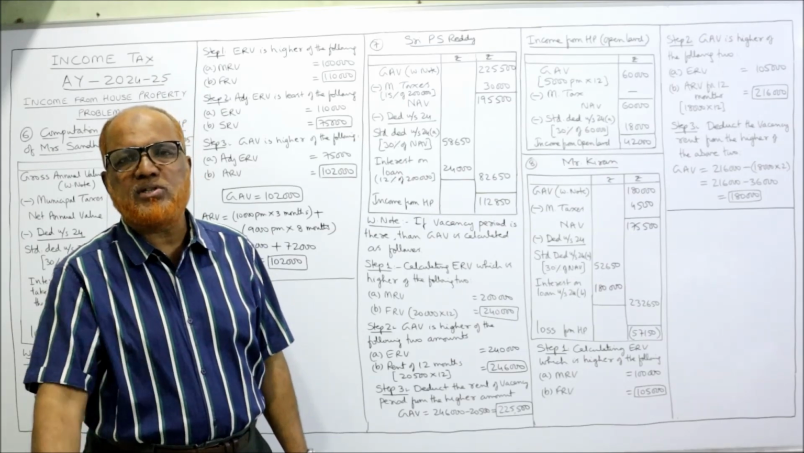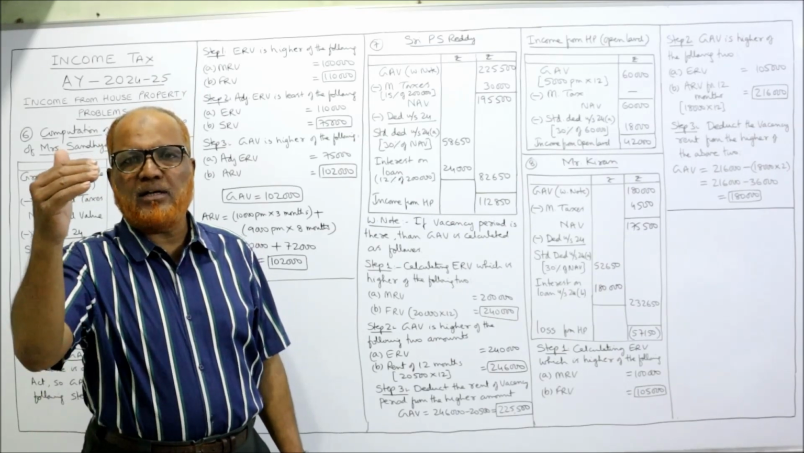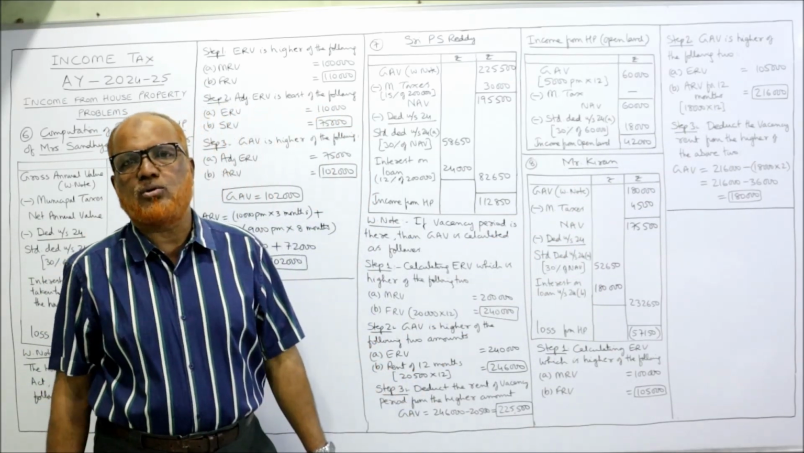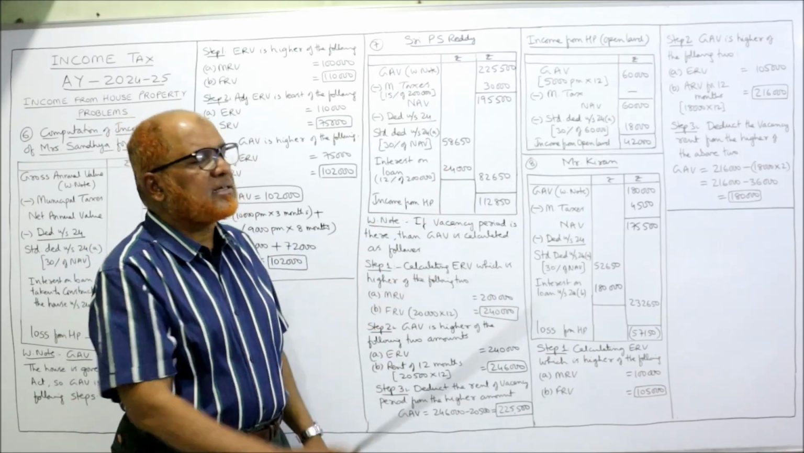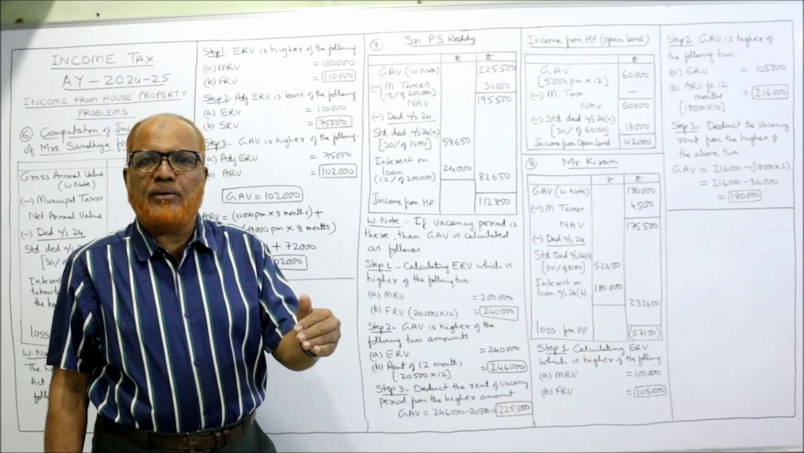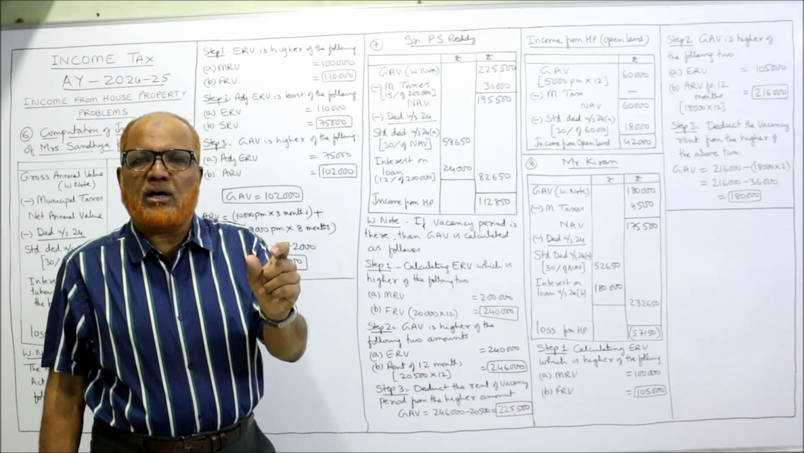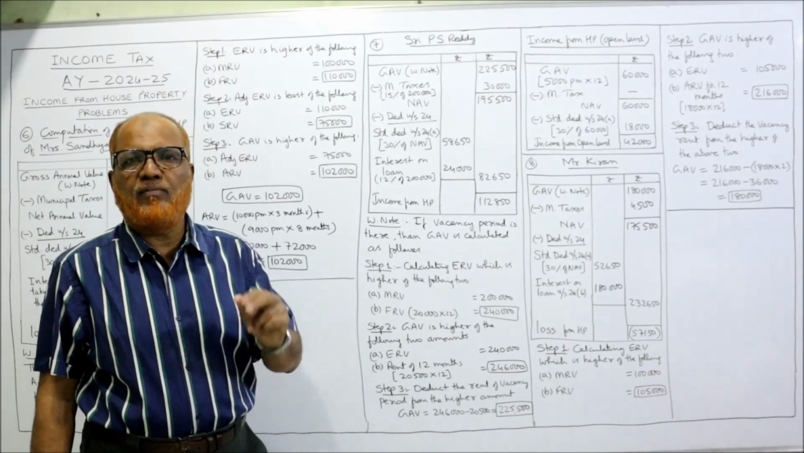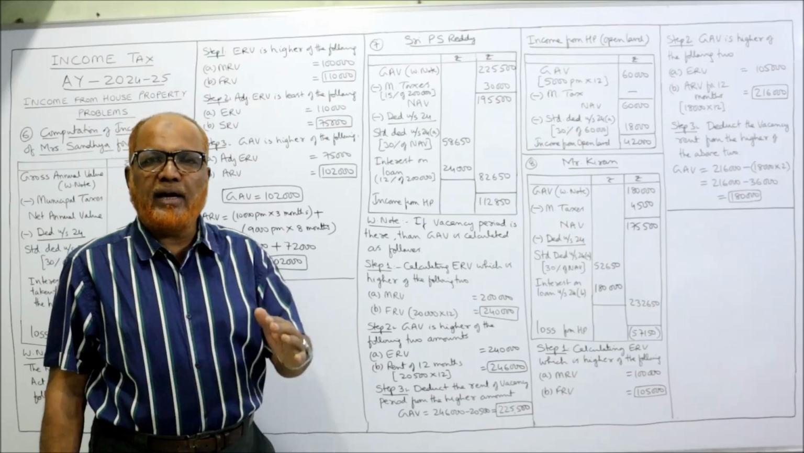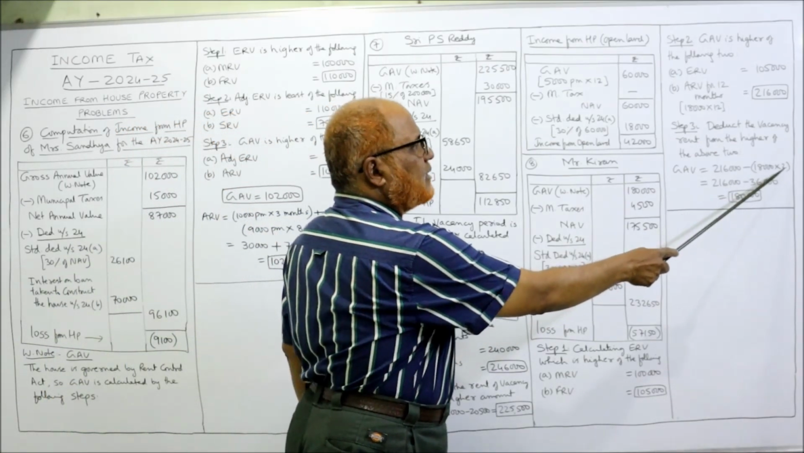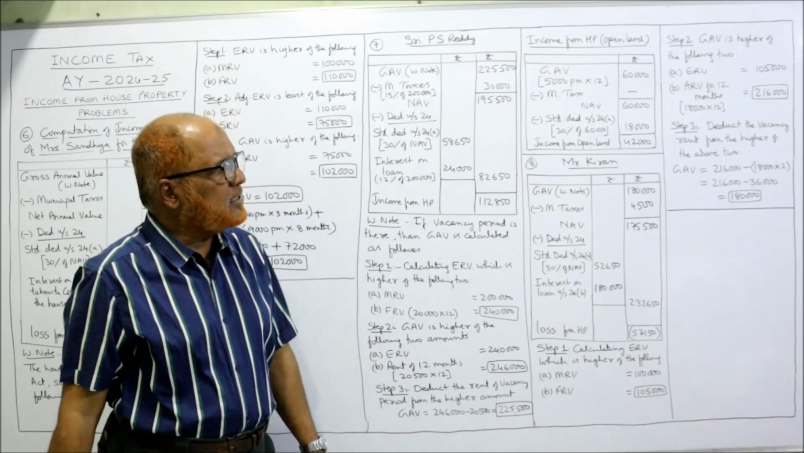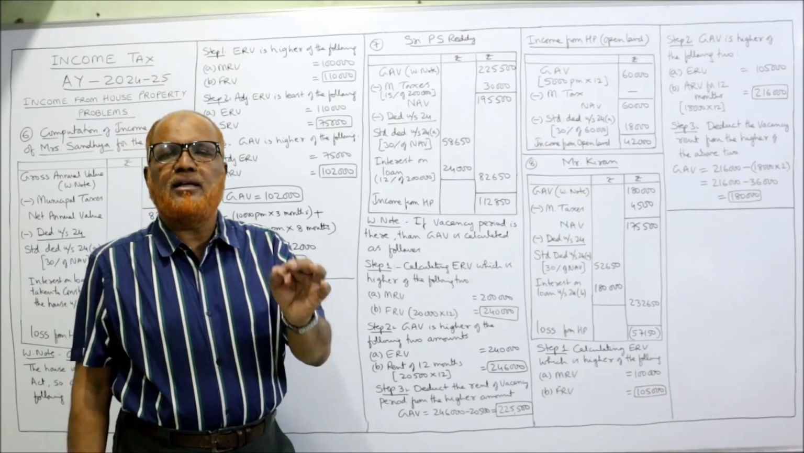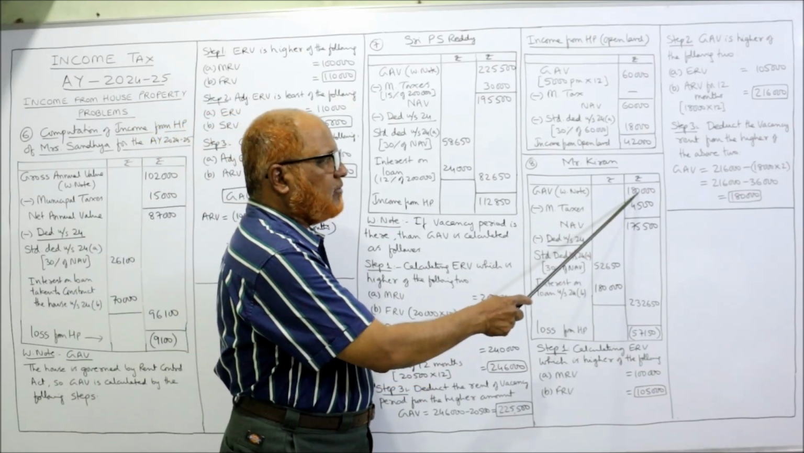So per month rent how much? 18,000. 1,80,000 divided by 10, 18,000 per month into 12, 2,16,000. So whichever is higher, 2,16,000. Now step 3, from this 2,16,000 deduct the rent of the vacancy period. The vacancy period is 2 months. So 18,000 into 2, that is 36,000. So 2,16,000 minus 36,000, 1,80,000. So 1,80,000 is the GAV, gross annual value.